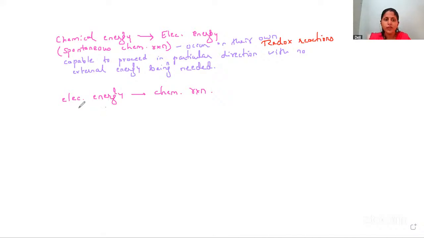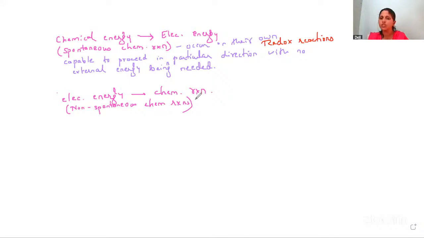Here, on the other hand, what I'm talking about is using electrical energy to bring about a chemical reaction. It will not proceed on its own, so it will require certain energy to proceed. What energy are you giving? You are giving energy in the form of electricity. So such reactions are called what? They are called non-spontaneous chemical reactions. They do not occur on their own.